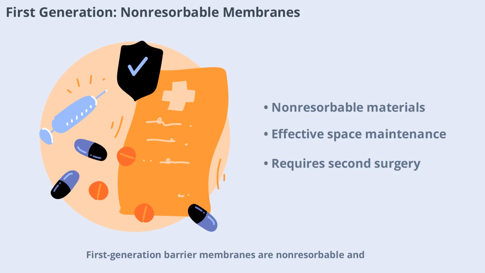First-generation barrier membranes are non-resorbable and require a second surgical procedure for removal. Common materials include expanded polytetrafluoroethylene (EPTFE), Gore-Tex, dense PTFE, nucleopore, millipore filters, ethyl cellulose, and semi-permeable silicone barriers.